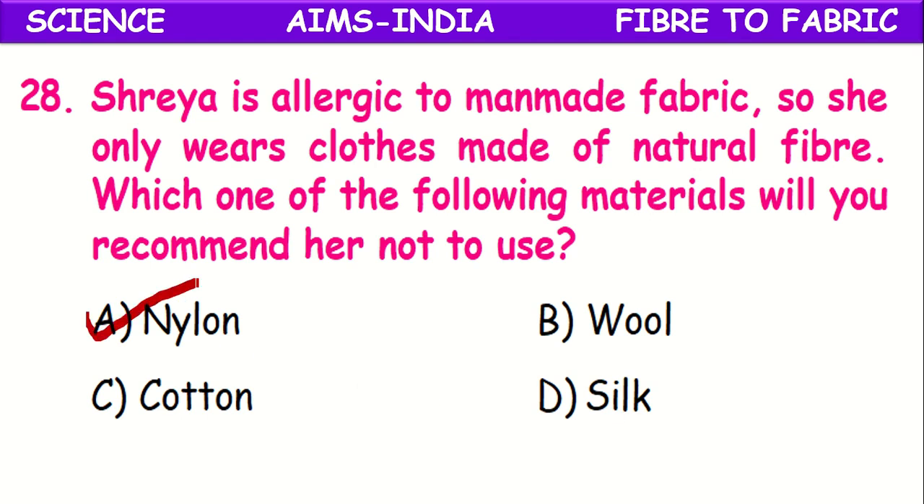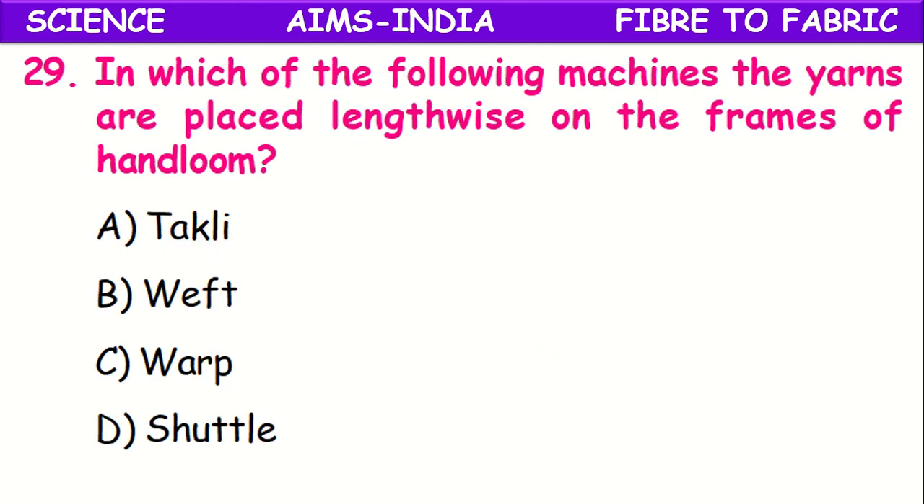Nylon is man-made fabric, isn't it? It is synthetic fiber. So if she wears that, she may get allergy. So we can recommend her not to wear nylon fabric. The remaining three are natural fibers. We can wear them comfortably. Next, in which of the following machines are the yarns placed lengthwise on the frames of a hand loom? It is the shuttle. In the shuttle, yarns are placed lengthwise on the frames of the hand loom.